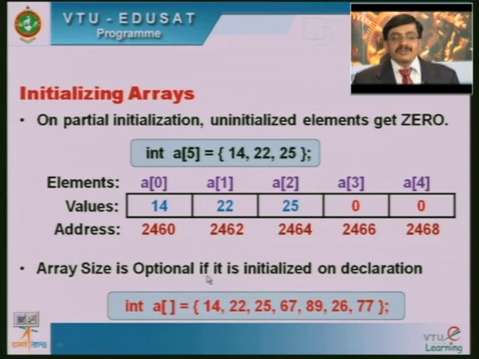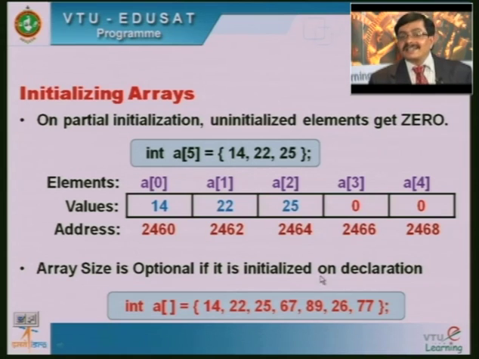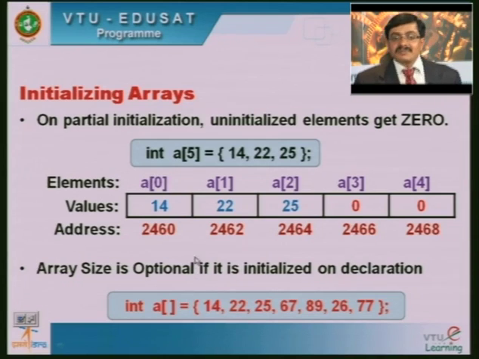So array size is optional if it is initialized on declaration. And this is quite interesting. Here I am not mentioning the size of the array, I am just mentioning the elements that could be stored in this particular array. So A is an array of integer elements, and here the size is optional, so I am not mentioning it. The reason is that all possible elements that could be stored in this array I am mentioning here: 14, 22, 25, 67, 89, 26 and 77. So how many elements do we have? 1, 2, 3, 4, 5, 6, 7.